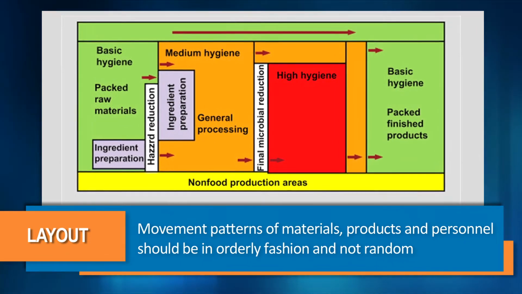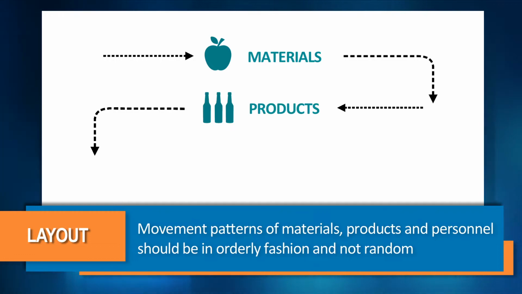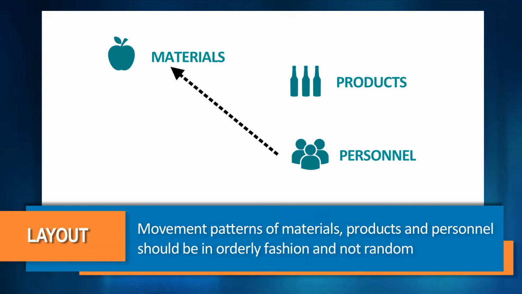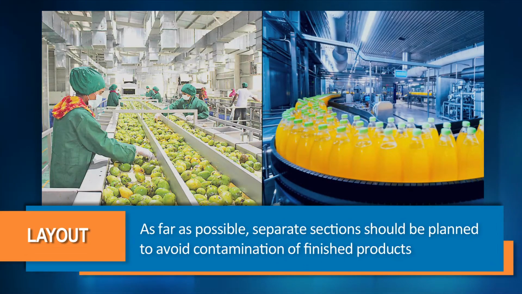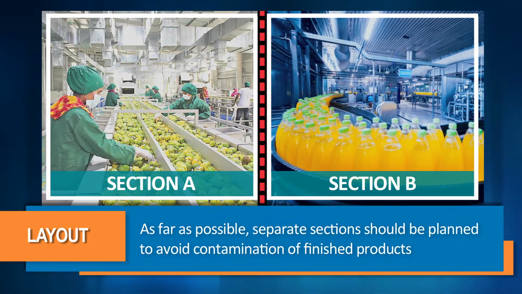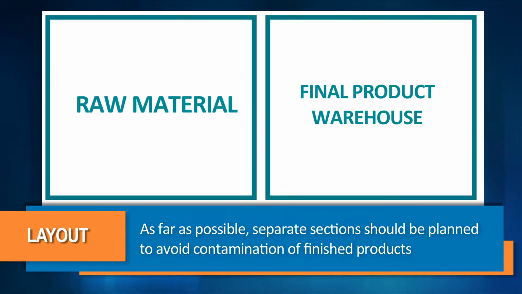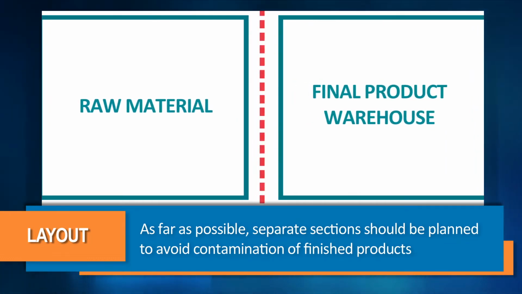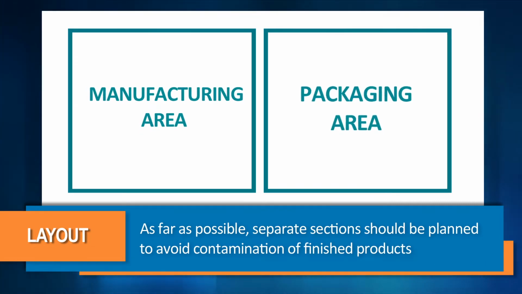The layout shall be planned in such a way that movement patterns of materials, products, and personnel are in an orderly fashion and not random, as it may cause cross-contamination. As far as possible, separate sections should be planned to avoid contamination of finished products. For example, the raw materials section should be separate from the final product warehouse, and the manufacturing area should be separate from the packaging area.